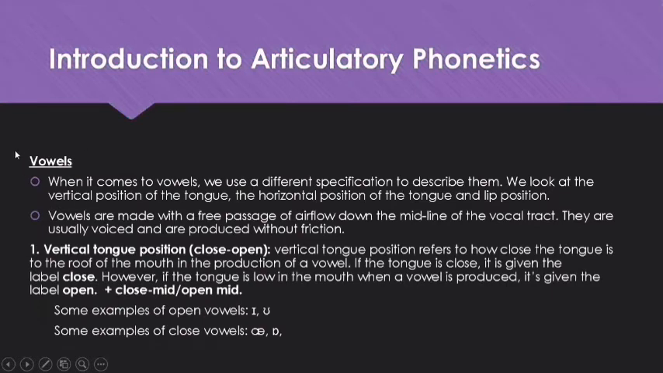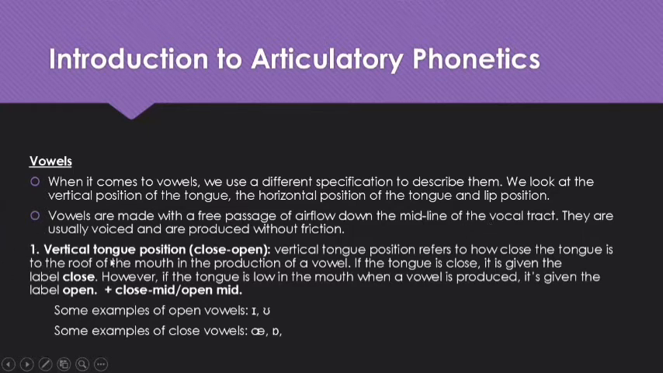Vowels. Point 1. When it comes to vowels, we use a different specification to describe them. We look at the vertical position of the tongue, the horizontal position of the tongue, and lip position. Point 2. Vowels are made with a free passage of airflow down the midline of the vocal tract. They are usually voiced and produced without friction.